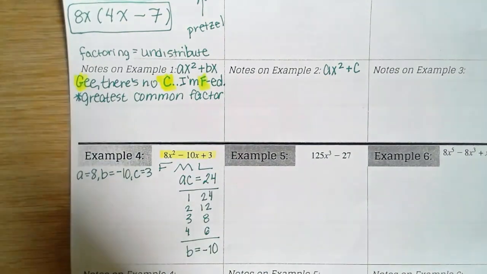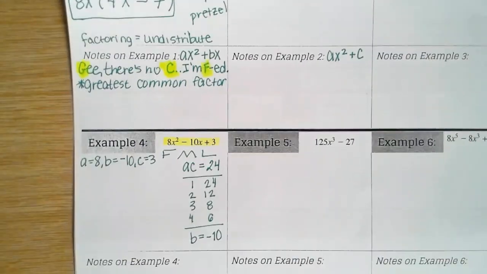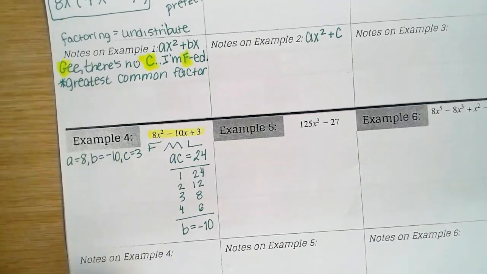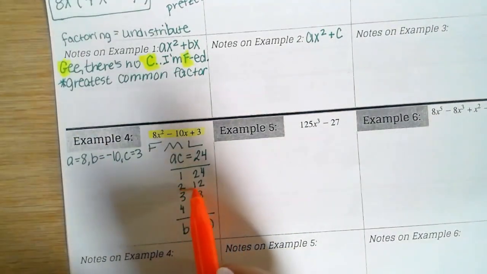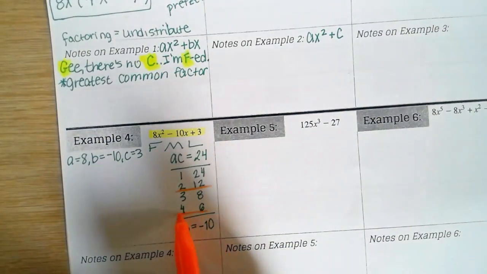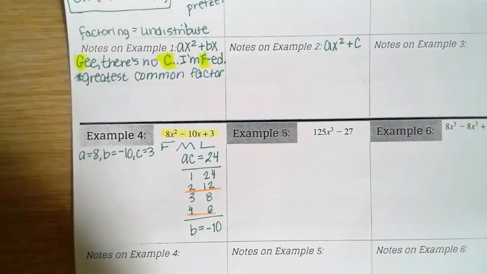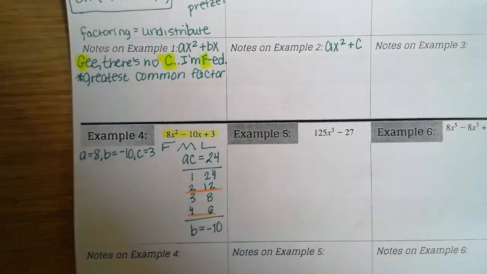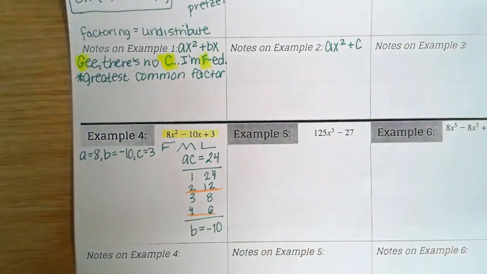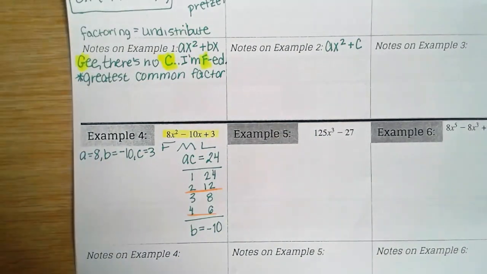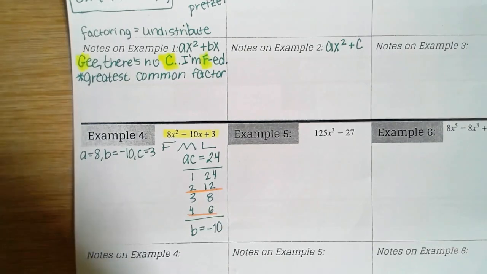Now keep in mind, I don't take these examples by mistake. A lot of thought goes into these examples, so they're carefully chosen. What did I carefully choose? If you look, this pair, 2 and 12, and this pair, 4 and 6, can both make 10. We have to watch and be careful because they have to give me positive 24, and they have to add or subtract to give me negative 10. Which pair of numbers do I want to pick? Multiply to be positive, they have to add or subtract to be negative.